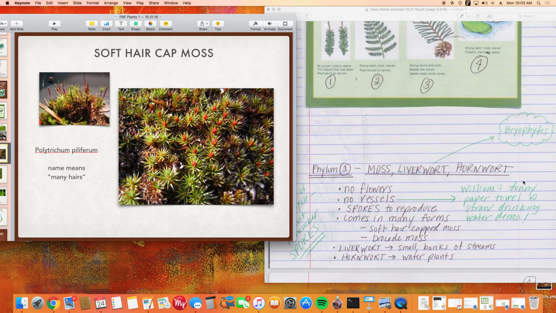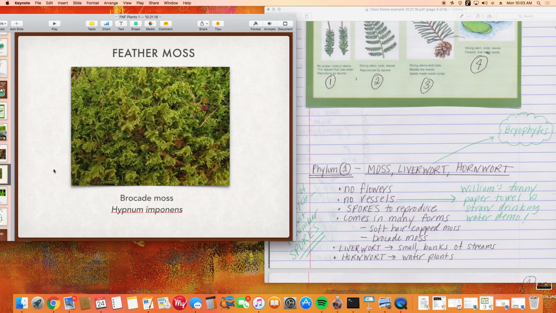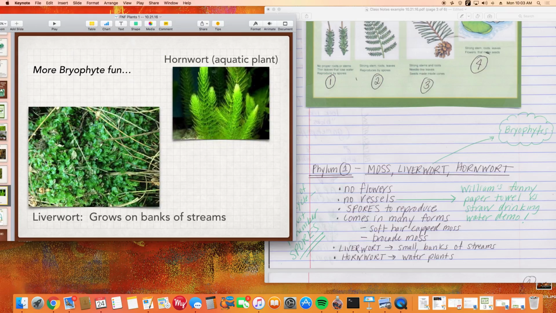Okay. So I gave you some examples. This is a soft hair cat moss. And again, you don't have to remember these. These are flora of New England, but I'm not going to have you remember all 352 mosses. Just know that they have no vessels. Know that they have no flowers. They grow in wet, moist areas low to the ground. They do not get very big. This is a brocade moss. They're really beautiful, actually. They're really cool. And here's more bryophyte fun.